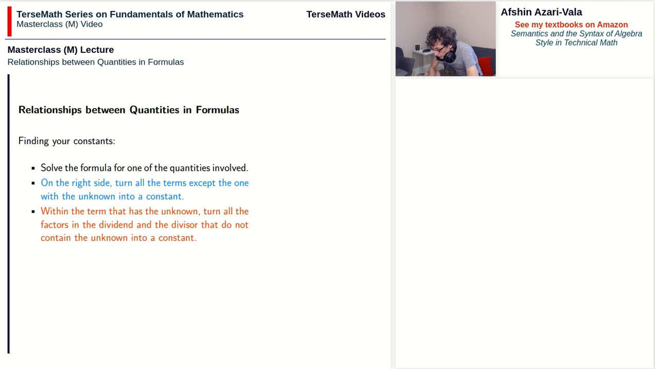Now, in order to find your constants, you can follow the following steps. First, you solve the formula for one of the quantities involved. Now, if you're very good and experienced with this kind of topic, then there are times when you find that you don't have to take step 1. You can just look at a formula and sort of tell. But these steps will always work. If you get stuck, you can always follow the steps and find out what kind of an equation or formula you have.